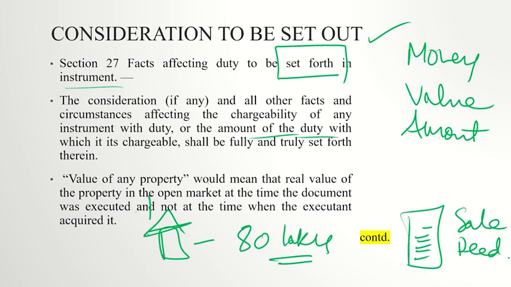So value of any property means the real value of the property in the open market at the time the document was executed, and not the time when the executant acquired it. So I buy the land in 1995 and I am selling it in 2018. I should calculate the 2018 price as the value of the property and not 1995. So that is what we have to understand.